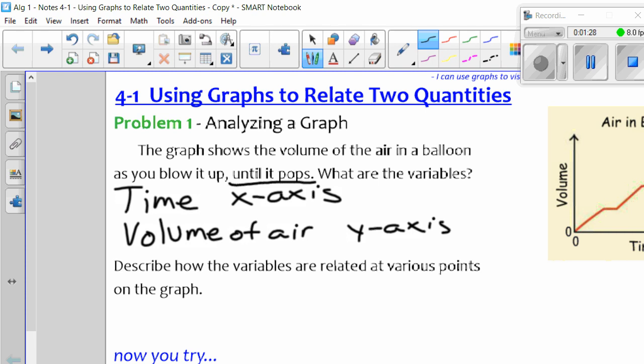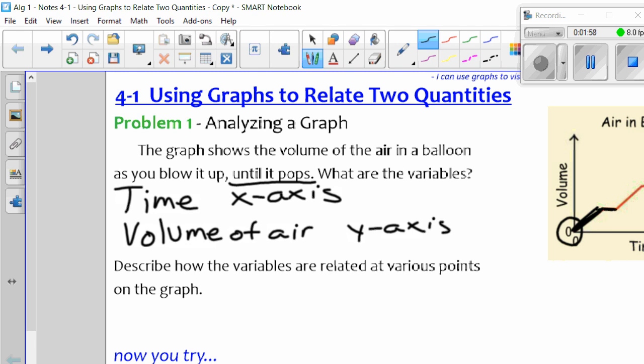So the second question that goes with this graph is describe how the variables are related at various points on the graph. So the first one we look at is always going to be right here at the beginning. So there's no air in the balloon, but the clock hasn't really started yet. So everything's at 0, 0, all right? So as I blow air into the balloon, over however long I can do that, the volume in the balloon is going to increase, okay?